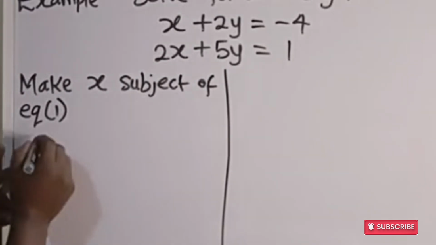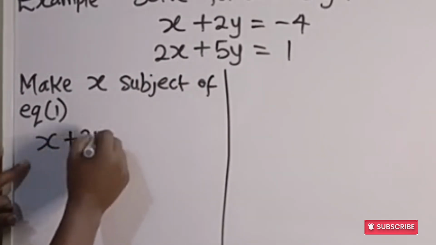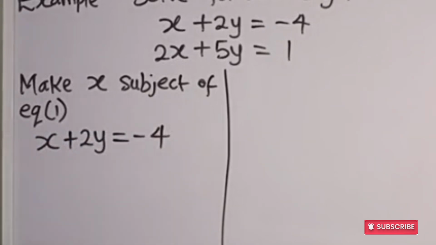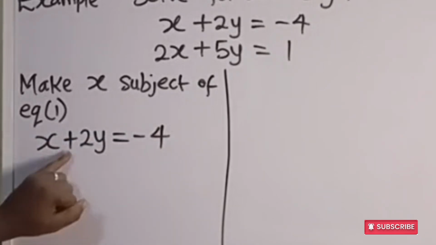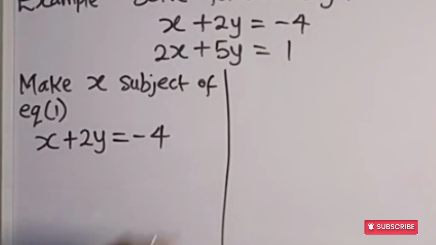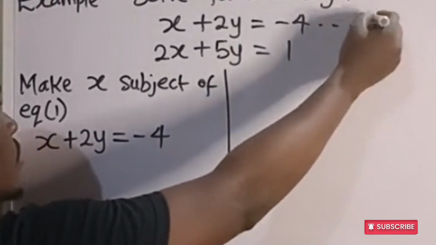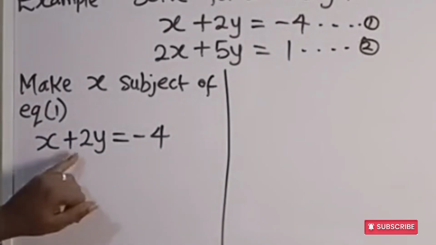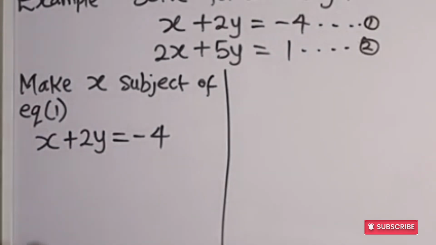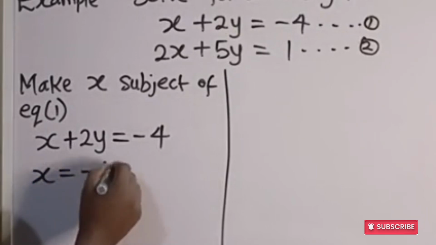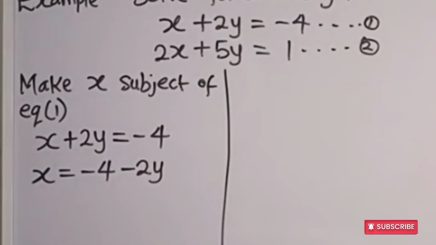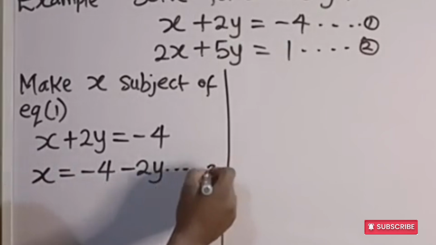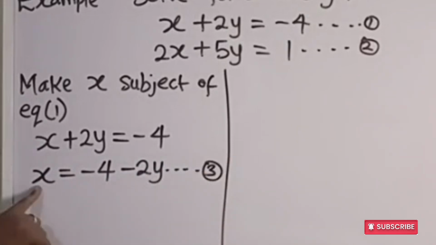So equation 1 is x plus 2y is equal to minus 4. This is equation 1, this is equation 2. So when you move plus 2y to the right, it becomes minus 2y. So we have x is equal to minus 4 minus 2y. So let's call this equation 3. Because we've made x the subject of the formula already, x is alone on the left. Therefore, it is the subject of the formula.